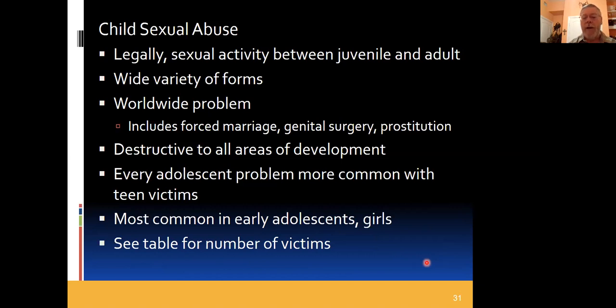What you're going to see from the statistics I'm going to show you here is that this type of abuse is most common in early adolescence and is more common in girls, but both sexes and adolescents of all ages can be victims of this type of abuse.